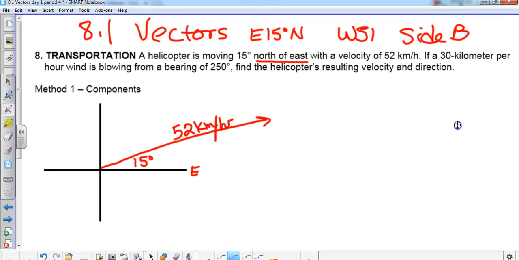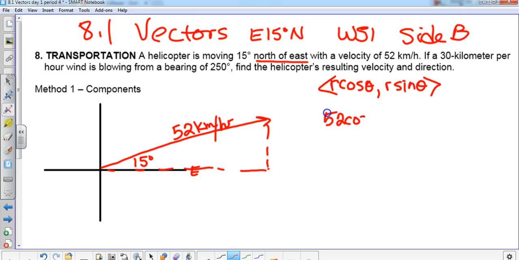So can we do the components of that one right now? Then I'll confuse you with the wind, okay? Do you remember yesterday how we did components? We used r cosine of theta and r sine of theta. Does that sound familiar? So to break this down into its x and y components here, x would be adjacent, so it's cosine. So it's 52 cosine of 15 degrees and 52 sine of 15 degrees.